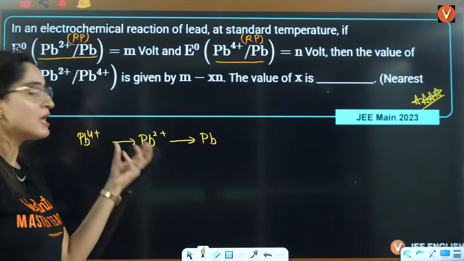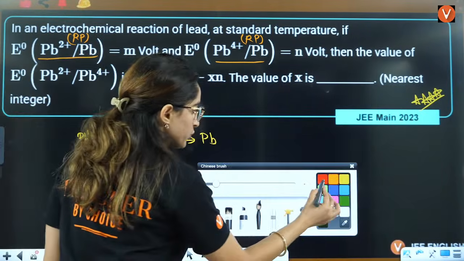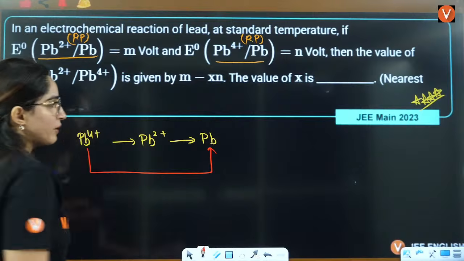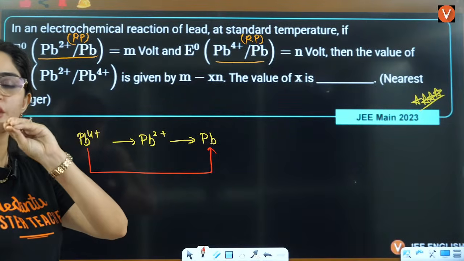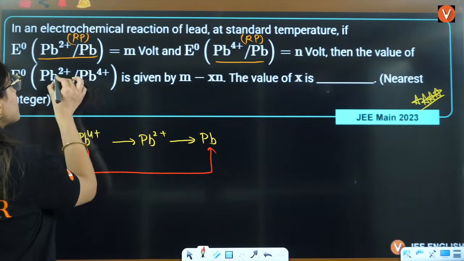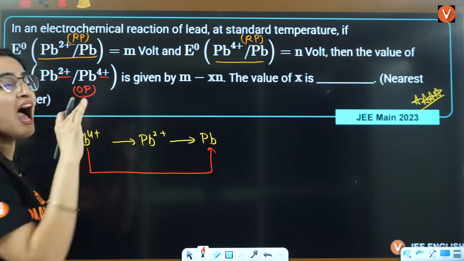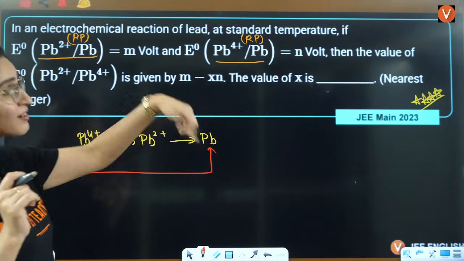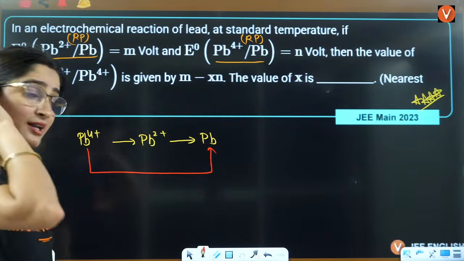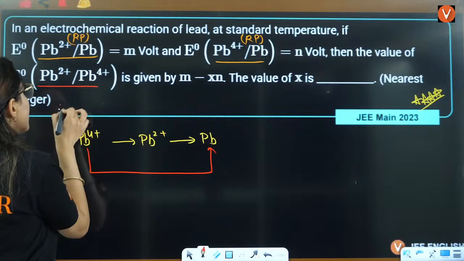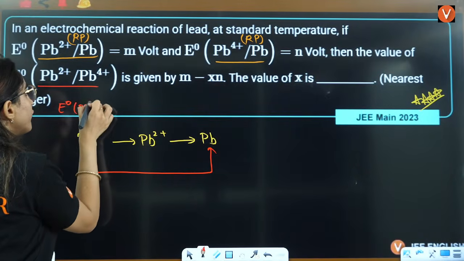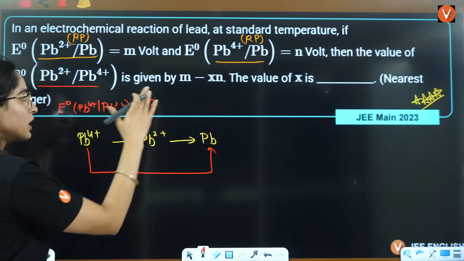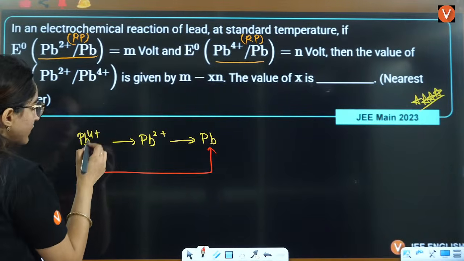Let's understand one thing. Whenever a sequence like this is given to you, always consider reduction, even if here +2 to +4 is oxidation potential, I will not get confused in that. I'll think about reduction potential only, then convert reduction potential to oxidation potential. So let's calculate E naught for Pb4+ to Pb2+.